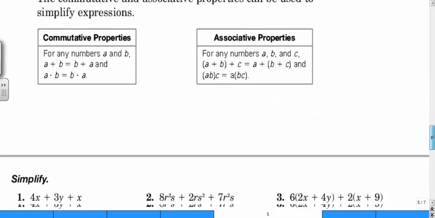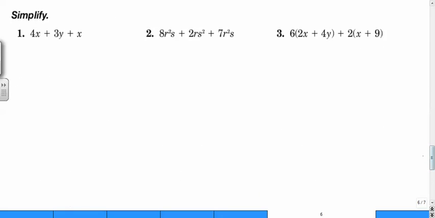Let's do a few practice problems. But first, combining like terms. Okay, simplify 4x plus 3y plus x. Which terms are alike here? Well, what do you guys see? x and x. I have 4x plus 1x, which gives me 5x plus 3y. Nothing else I can do with the 3y.